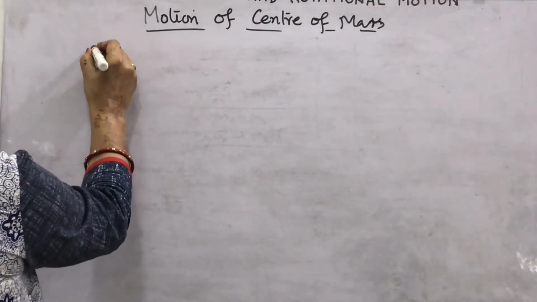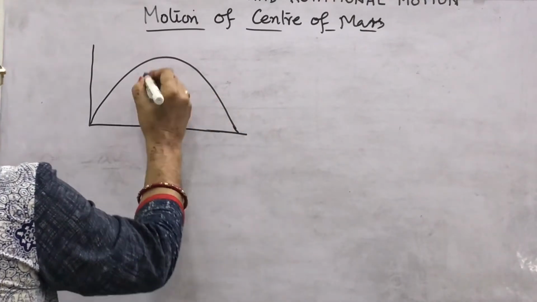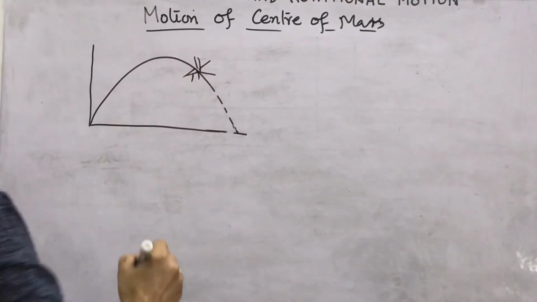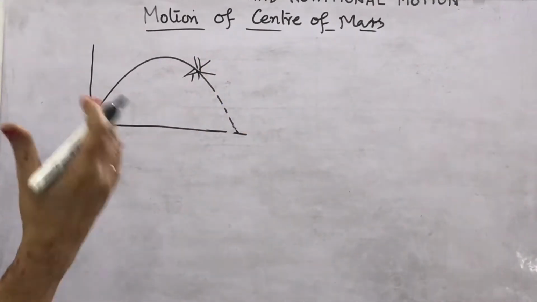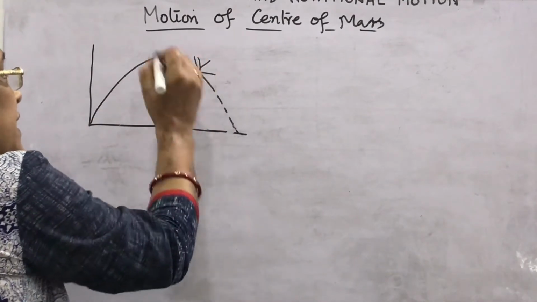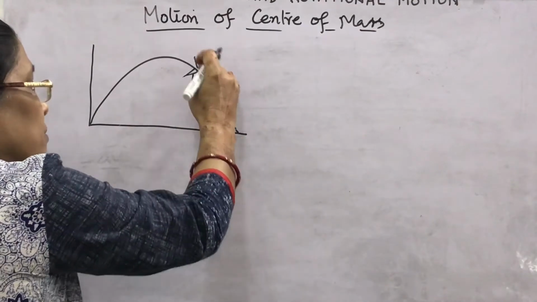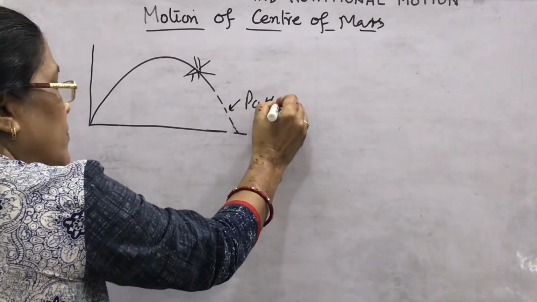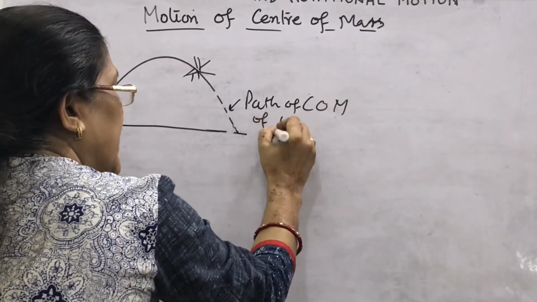We can see that there is a projectile which explodes in the air. This is the path of the projectile. If the projectile explodes here into fragments, the explosion is due to internal forces, and internal forces have no role in the motion of center of mass. So the projectile explodes here, but its center of mass will continue in the parabolic path which started in the beginning. Its path will not change. What is this? Path of fragments, path of center of mass of fragments.